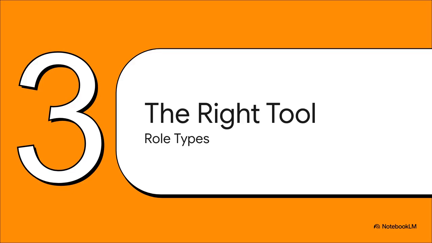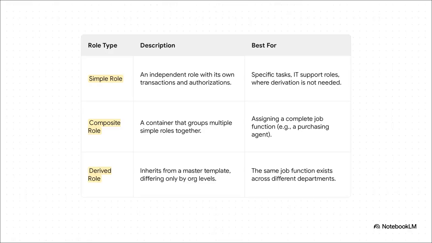Okay, so now we have our building blocks, the roles, transactions, objects, and values. Let's talk about how we actually put them together. SAP gives you different types of roles. And believe me, choosing the right tool for the job is absolutely critical. You've basically got three main tools in your toolbox. First is the simple role. It's just a standalone set of permissions perfect for a very specific task.